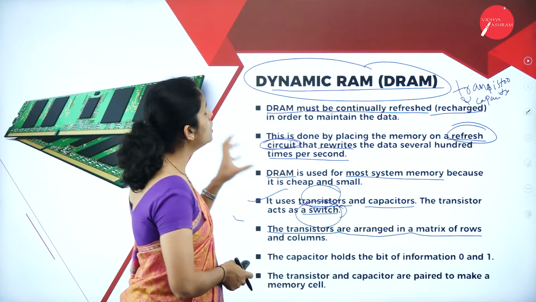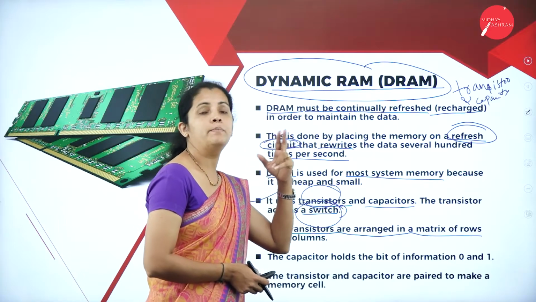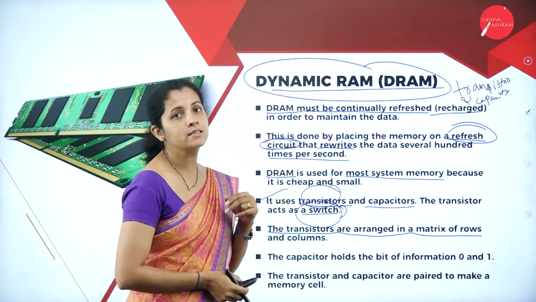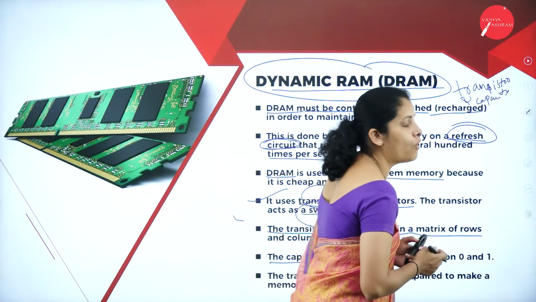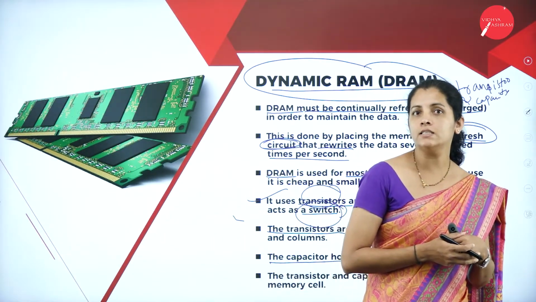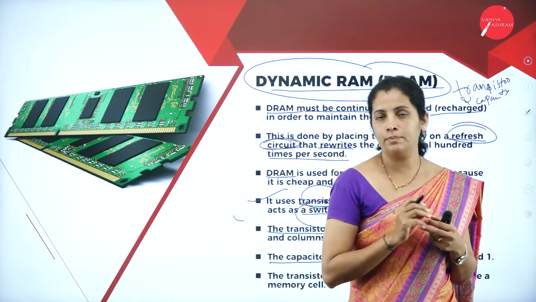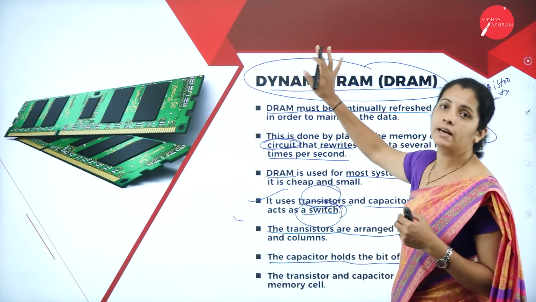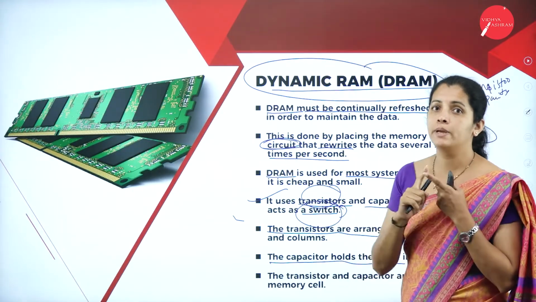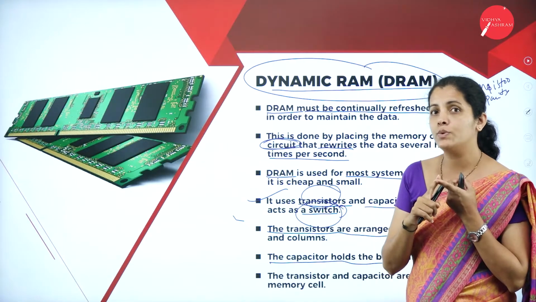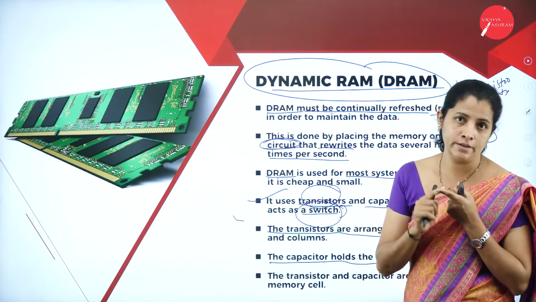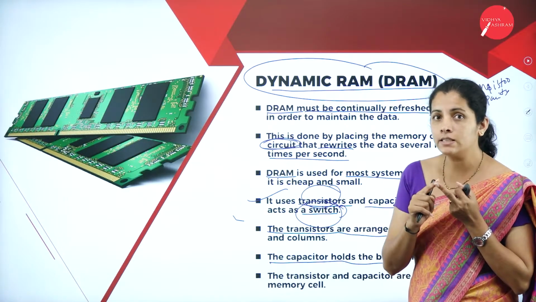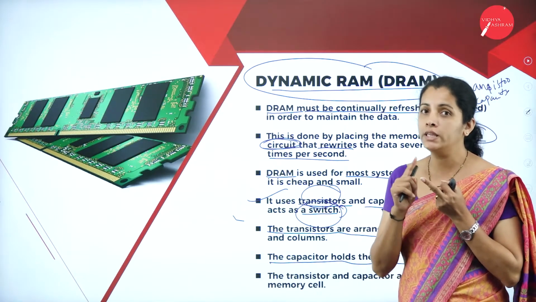That means all the transistors are placed in rows as well as columns. The capacitor holds the bit of information, that is 0 and 1. That means here the dynamic random access memory is made up of transistors as well as capacitors. So here the transistor acts as a switching device, whereas capacitors are used to store the data.